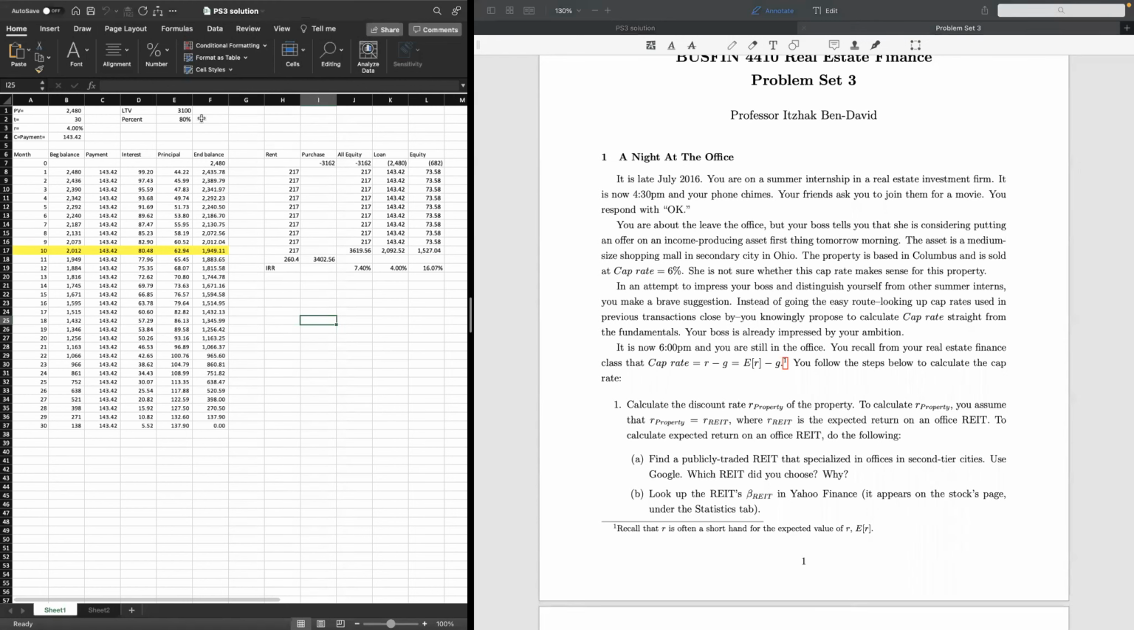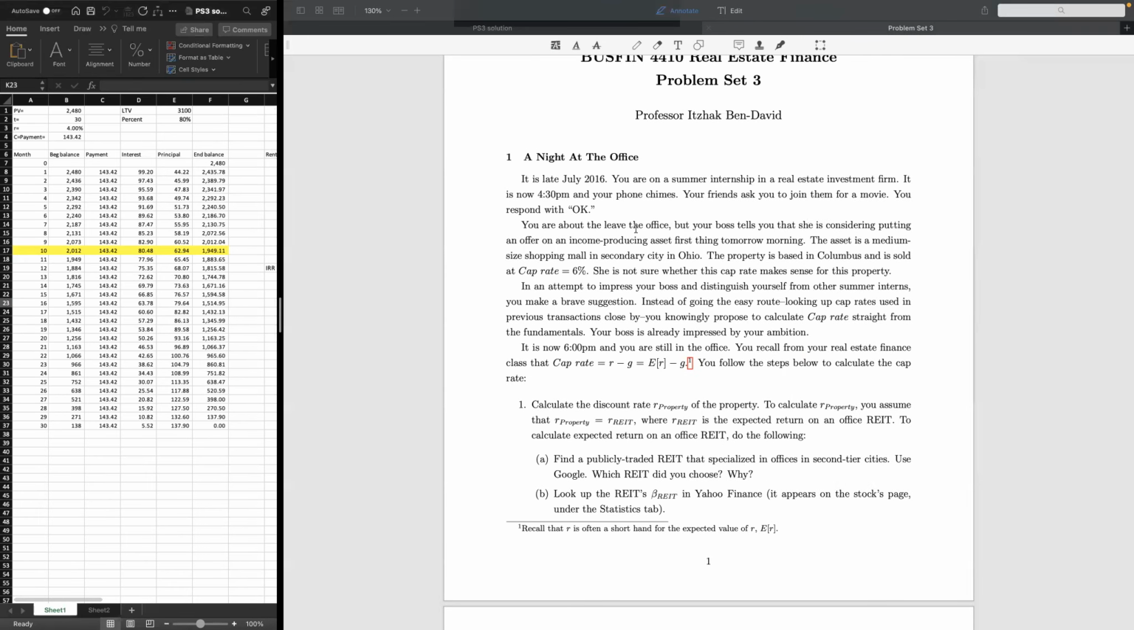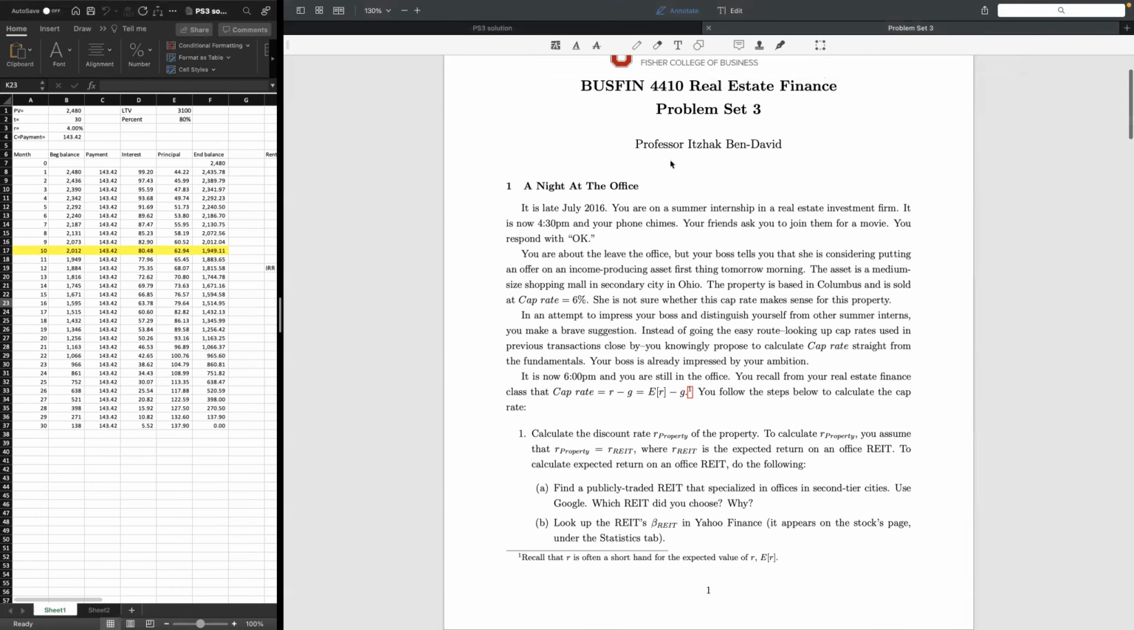So on the left-hand side, here is the Excel file that I'm gonna use for problem 2. I will start with problem 1, so this one is not relevant for now. Please focus on the right-hand side. So this is your problem set that you get.